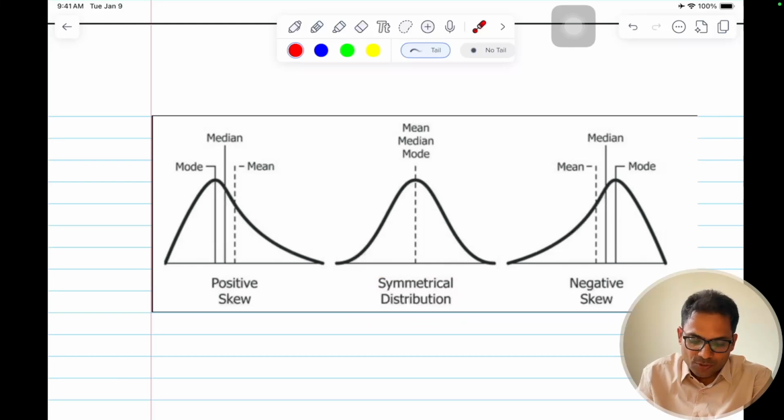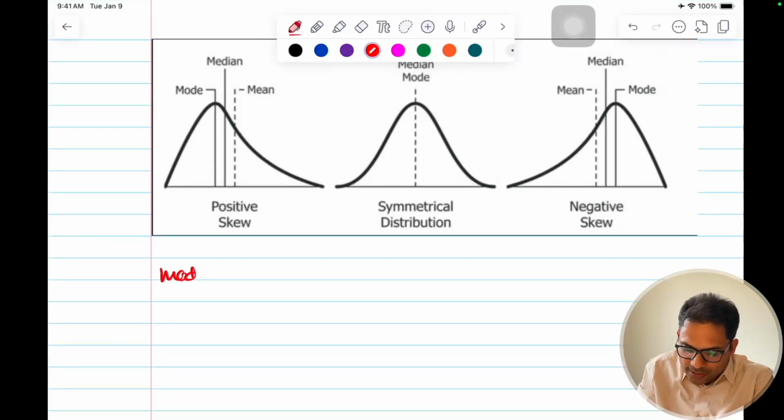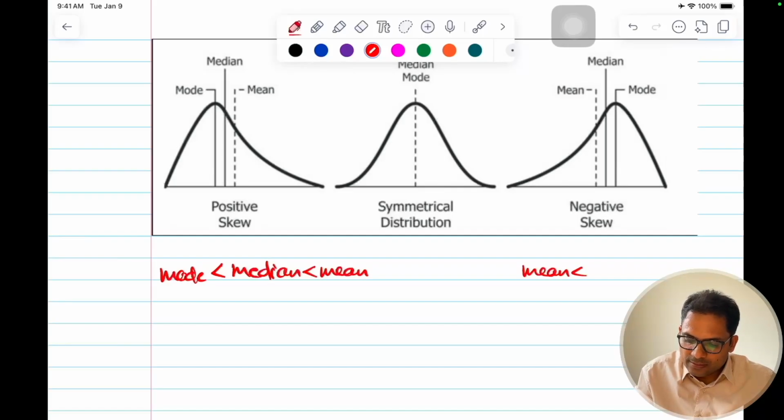And if you see, due to skewness, what happens is the median, mode and mean, here if you see the relative position, so I'll write it here. Just write it, then you will observe what I am saying. So mode is on the left side, then the median, then the mean. And here, the mean is less than the median, which is less than the mode.